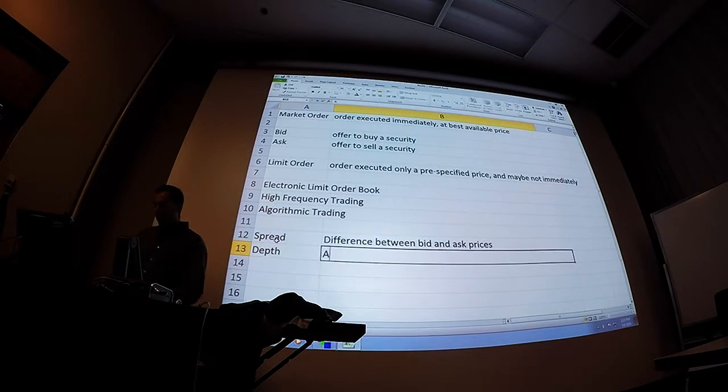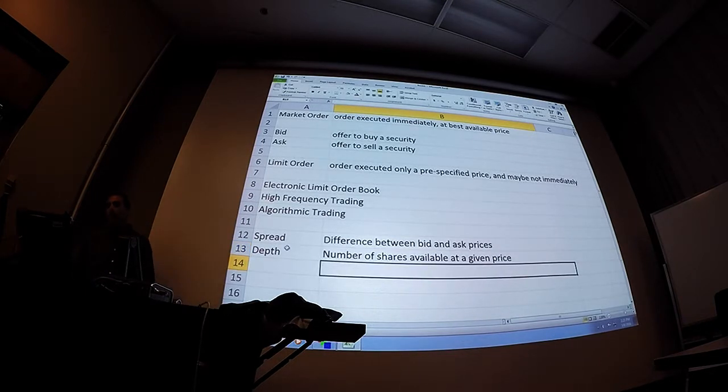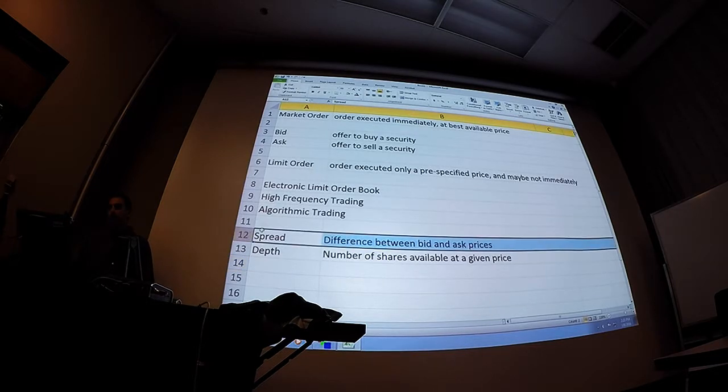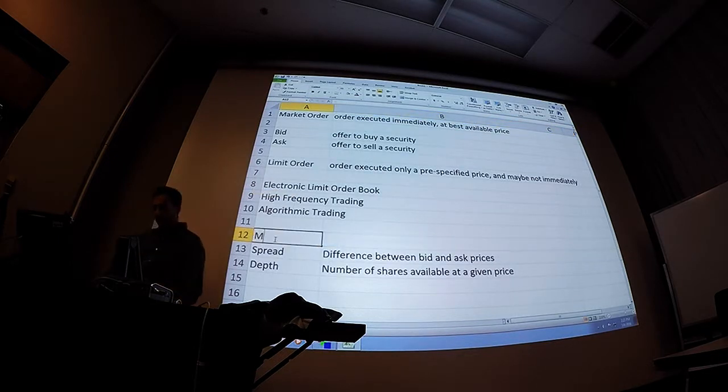The other thing we have there is what we call the depth on the limit order book, which is the number of shares available. The number of shares available at any given price is the depth. So these two measures here, spread and depth, these are two measures of liquidity.